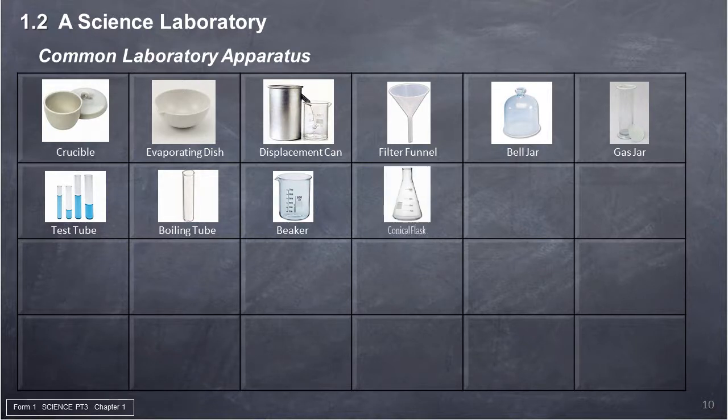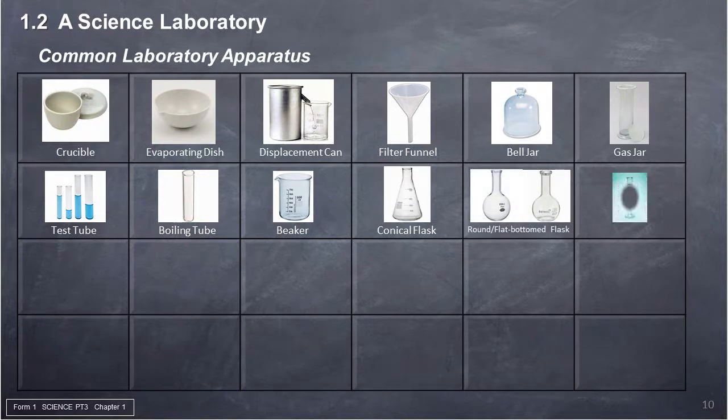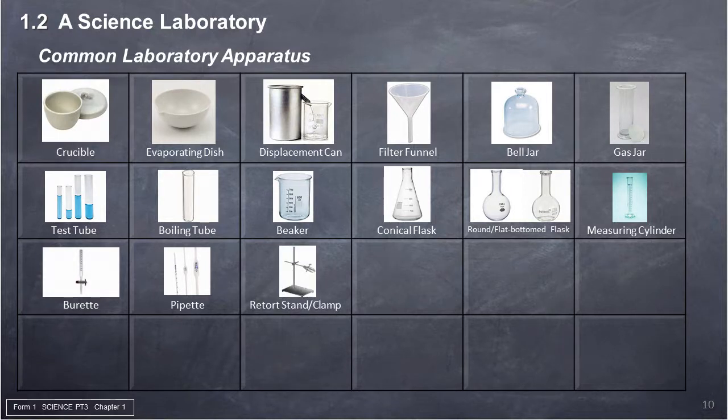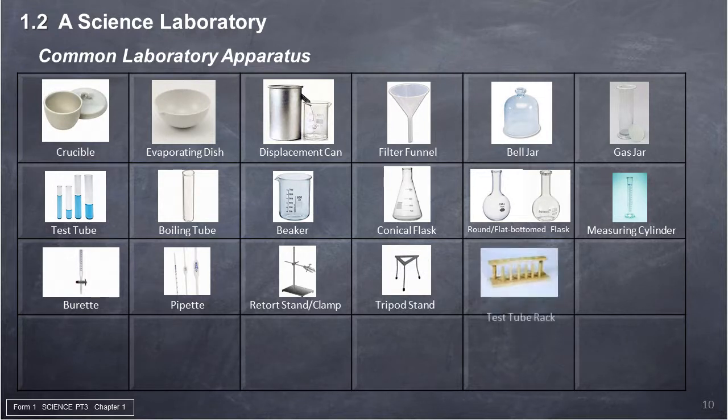Conical flask. Round-bottomed flask, and flat-bottomed flask. Measuring cylinder. Burette. Pipette. Retort stand, and retort clamp. Tripod stand. Test tube rack. Spatula.